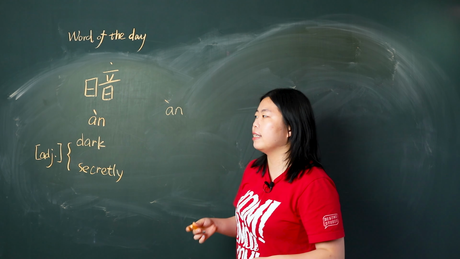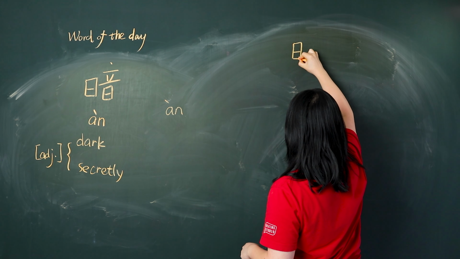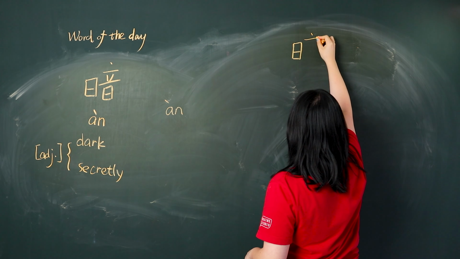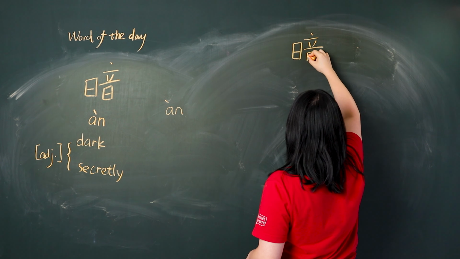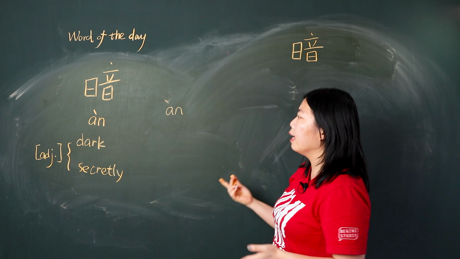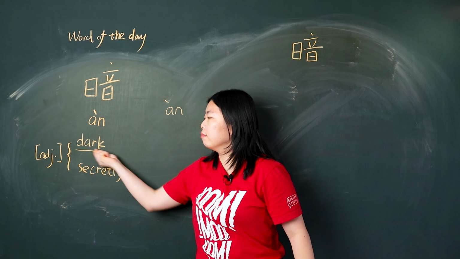我们一起写竖横折横点撇横竖横折横 "an." Have 2 minutes. First one is dark.